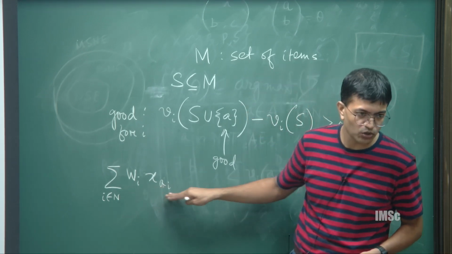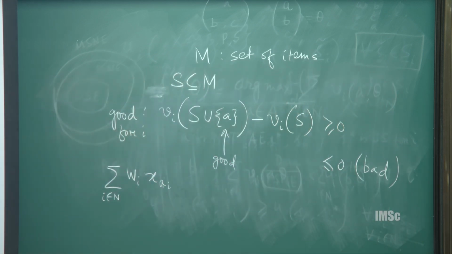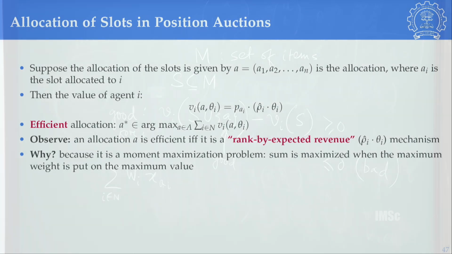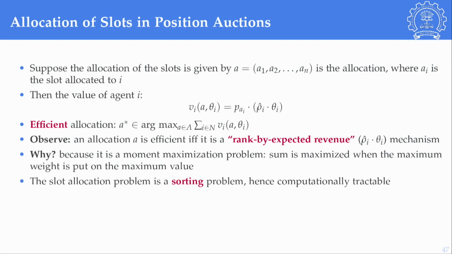So this looks like a moment. That's why it's the moment maximization problem. Okay, so that's what we are doing here. So that's the allocation problem. Unlike the combinatorial allocation where you will have to look at all possible combinations, this turns out to be a much simpler problem. It's just a sorting problem.